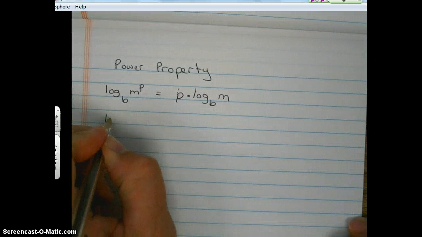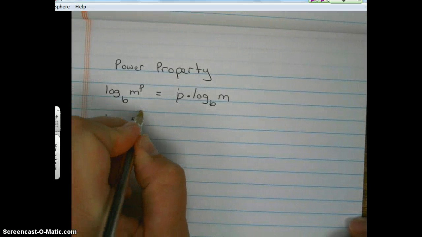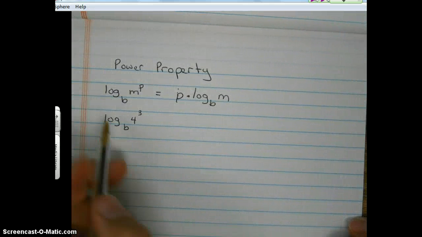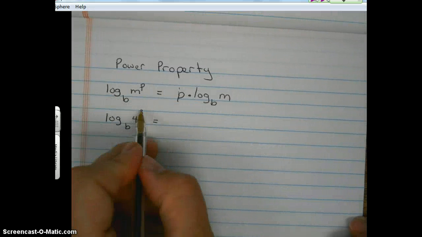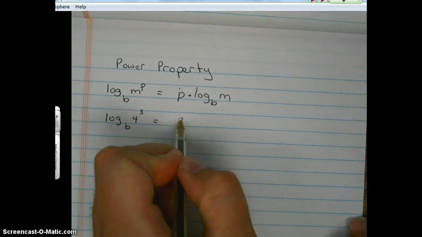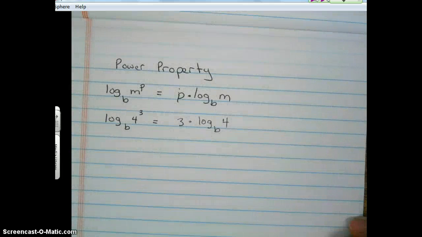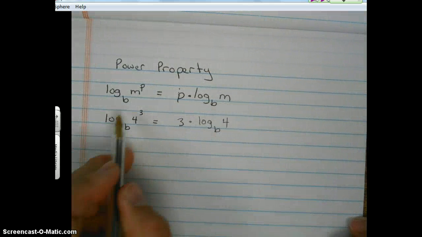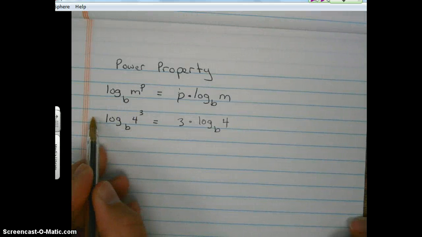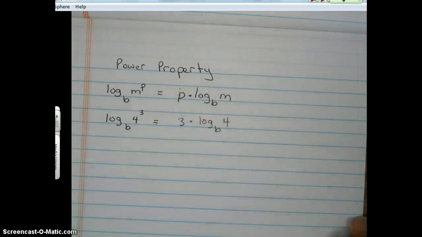So for example, if I have log base b of 4 to the third power, we have an exponent raised to an exponent, so we multiply. So the 3 comes down in front, so 3 times log base b of 4. And it can go vice versa, it can go back up on top. So you could bring the exponent down front, or whatever is being multiplied, you can bring that back up on top, depending on what you need.